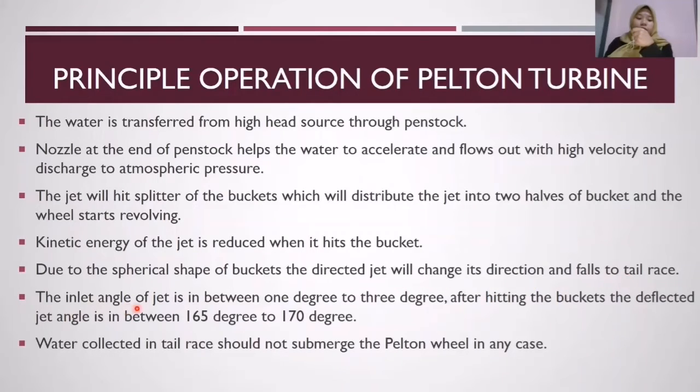Due to the spherical shape of the bucket, the jet will change its direction and be forced to the tail race. The inlet angle of the jet is between 1 degree to 3 degrees. After hitting the bucket, the deflected jet angle is between 165 degrees to 170 degrees. The water collected in the tailrace should not submerge the Pelton wheel in any case.